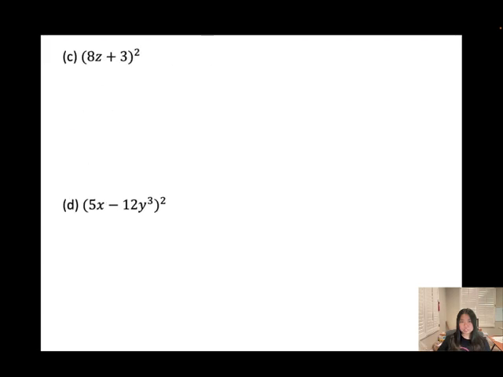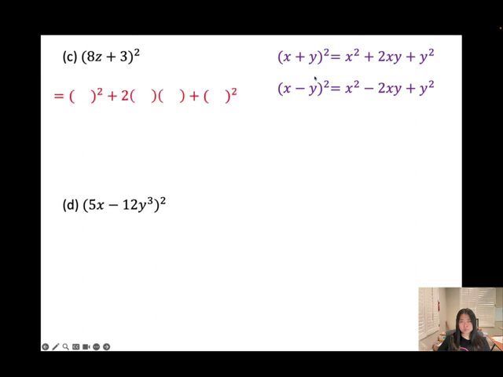Okay, C and D, you're going to use another 2 formulas. This is A plus B, and then squared. Part C, you still can use the formula. We'll be using x plus y squared. That will be equal to x squared plus 2xy plus y squared. So do the same thing. X squared, if this is a plus, this is going to be plus 2 times x times y, and then plus y squared.